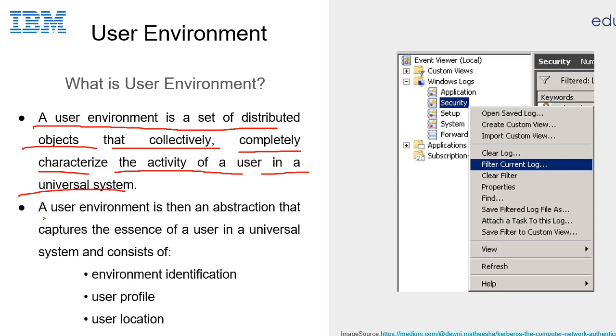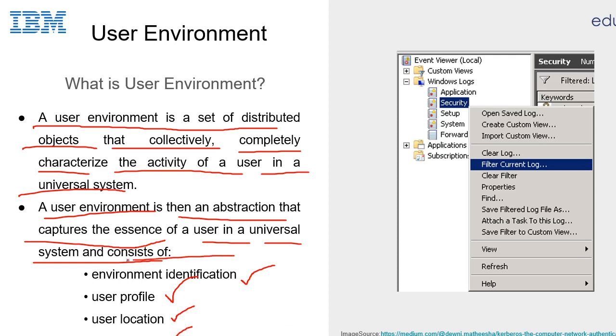A user environment is then an abstraction that captures the essence of a user in a universal system. This user environment consists of environment identification, user profiles, user location and user activity. So a user environment consists of these four essential things.